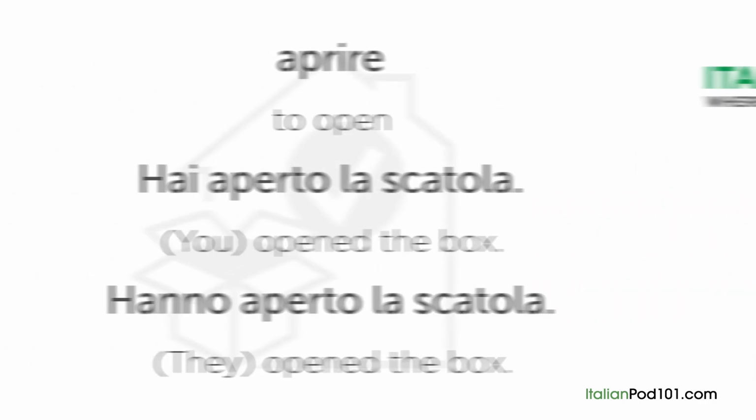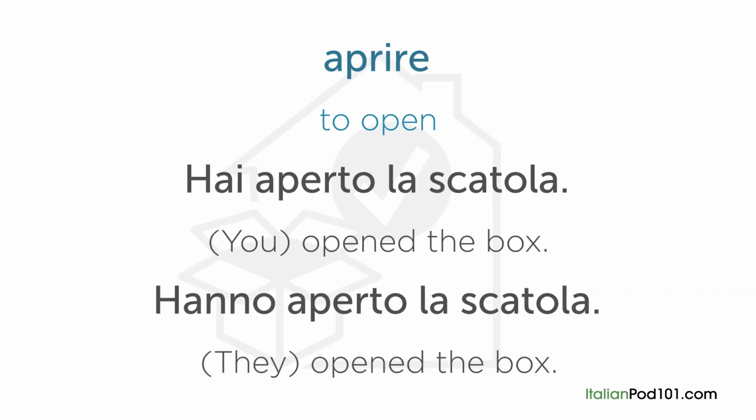For example, the verb aprire means to open. When you conjugate it, it changes according to the subject. Hai aperto la scatola means you opened the box. Hanno aperto la scatola means they opened the box.